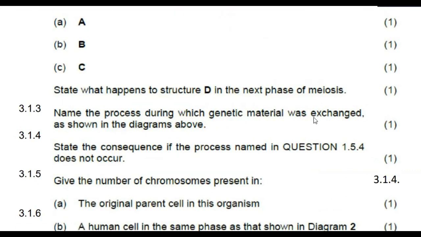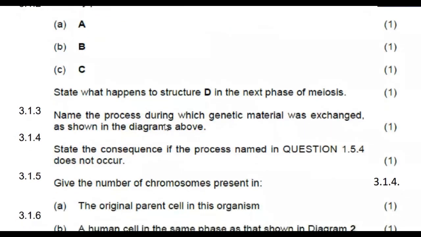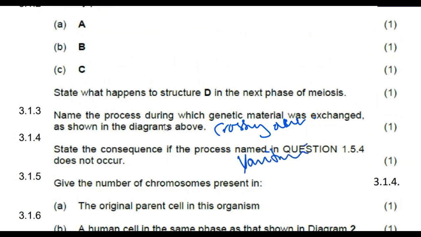Name the process during which genetic material was exchanged. The process is called crossing over, and we said it occurs during prophase one. State the consequence if the mentioned process does not occur. If this process does not occur, it will reduce genetic variation. It means that more organisms will be similar to each other, so it will reduce variation among the organisms, because crossing over leads to genetic variation.